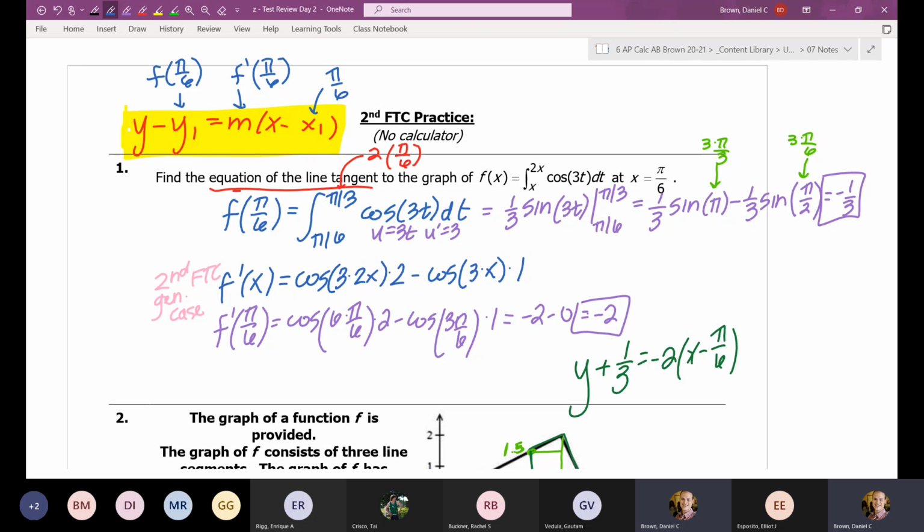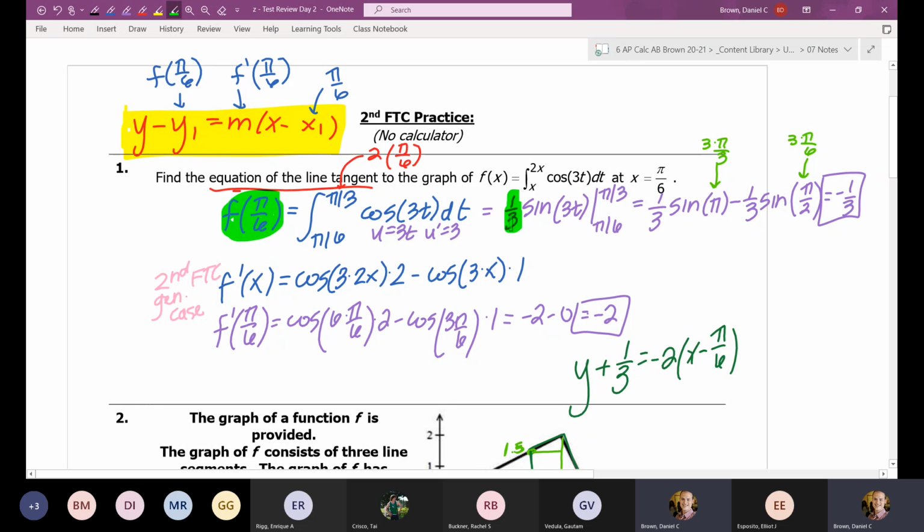I like finding my coordinate first. So I'm going to plug pi over 6 into the original function. By plugging it into the original function, we're replacing every time we see an x with pi over 6. That in turn just becomes a regular definite integral. How do we find a regular definite integral? We need to find the antiderivative.